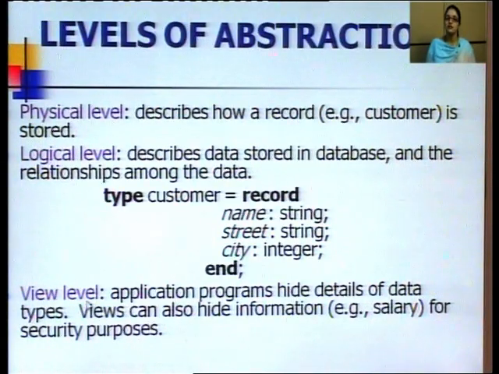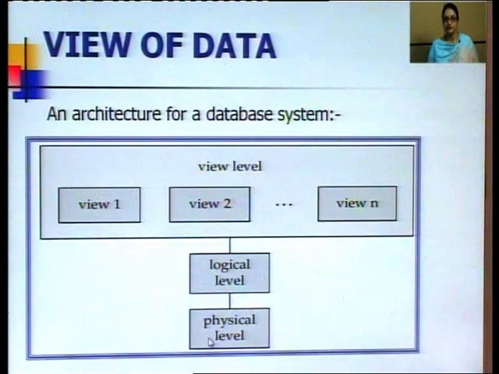View level is the external level of the abstraction, in which different users have different views about data and many users can have many different views from the database, and the details of the information can be kept hidden from multiple users for the purpose of security.